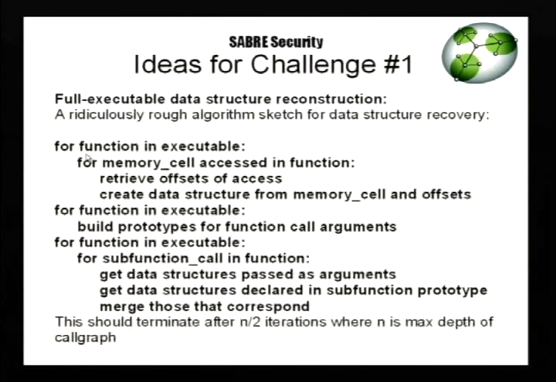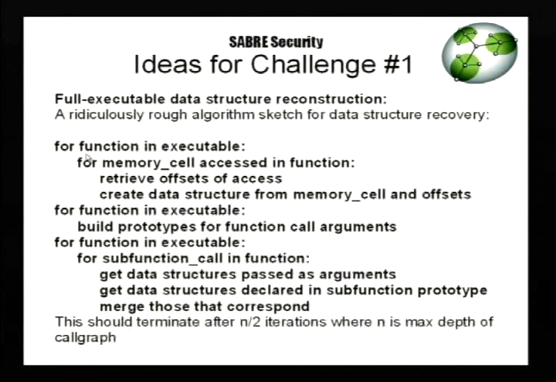So the idea in this case is you take every function in the executable and you iterate over them. Now, for every memory access in that function, you associate those memory accesses that operate on the same data block, like on the same memory region. And then you create a data structure for each of these regions with these offsets in the function. Then, after you've done that, you iterate over all functions again and build argument prototypes for these functions, saying, this function takes as first argument the data structure number 1, and as second argument the data structure which we've assigned number 2 within this function.